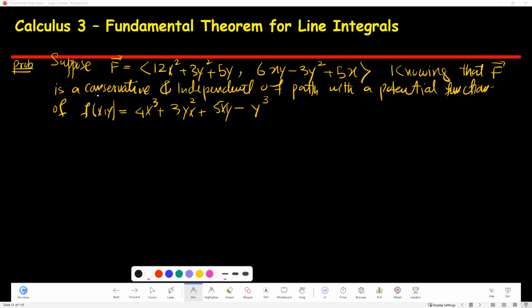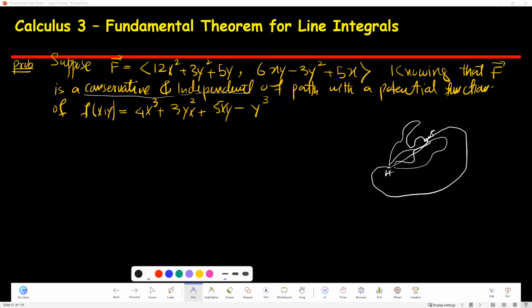We already talked about conservative and independent of path and a potential function. Conservative, or independent of path, means the field is independent of the path. If I want to go from A to B, I can go this way, I can go any other track, I can follow whatever I want. The path does not really matter. The amount of work I'm going to be doing is pretty much the same.